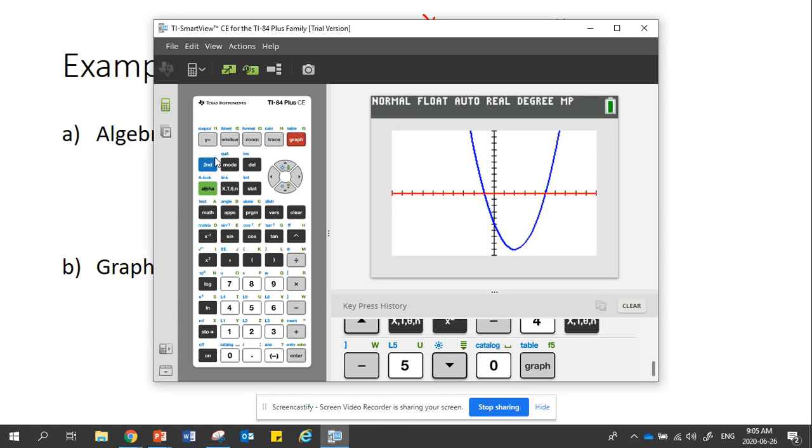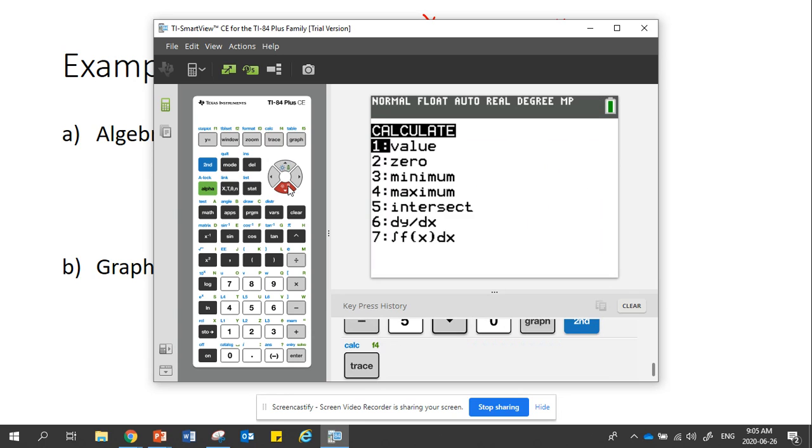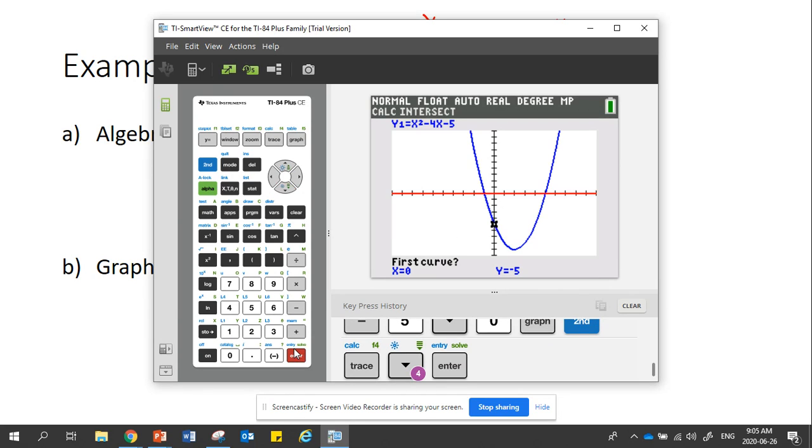Confirming that, I'm going to press second, calc, intersect. First curve, second curve, guess, and I sure do get -1. So (-1, 0). Again, we do not care about this y equals 0. We only want the x equals -1 part.